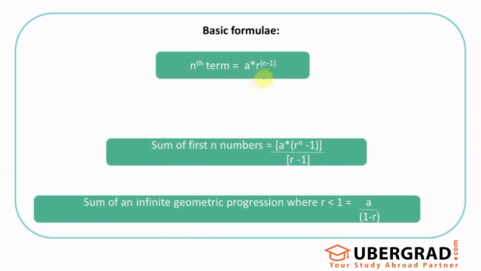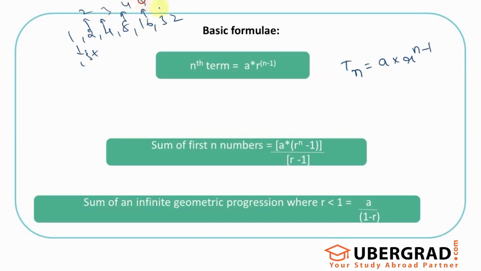So nth term of a geometric progression is denoted by A into R power n minus 1. If you see, remember the previous geometric progression we had, first term, second, third, fourth, fifth and sixth. What is the common ratio we had? 2. 2 by 1, 4 by 2 is 2 and the first term is 1. If I am trying to find the sixth term, T6, it will be A into R power 6 minus 1. That's 1 into 2 power 5. 2 power 5 is 32. So that's why the sixth term is 32.